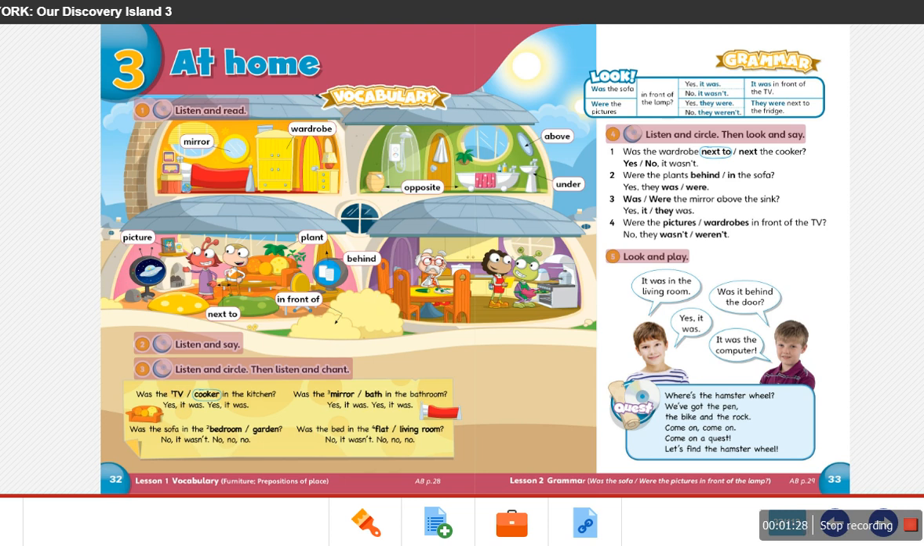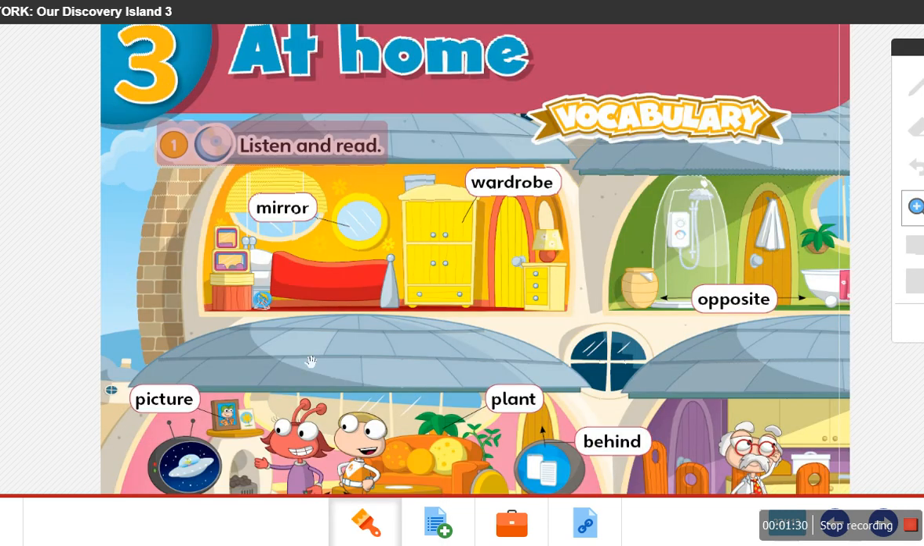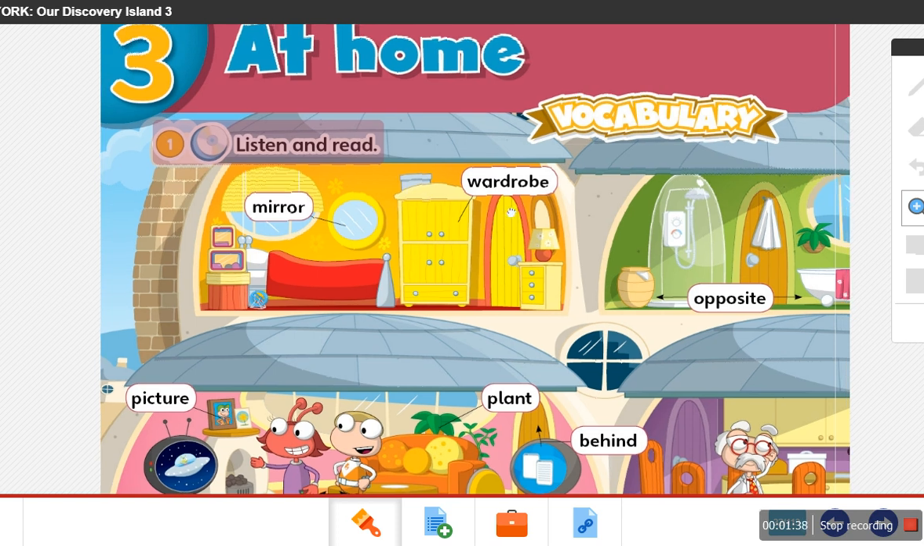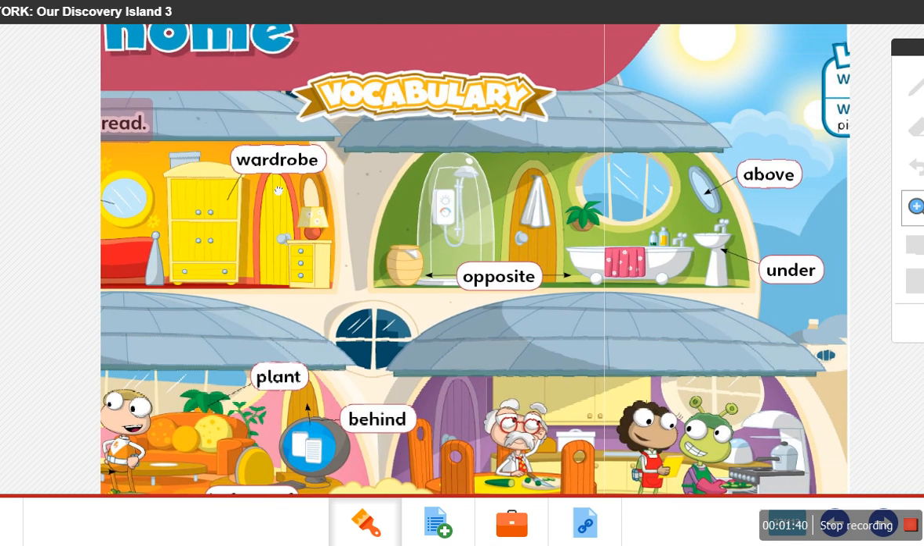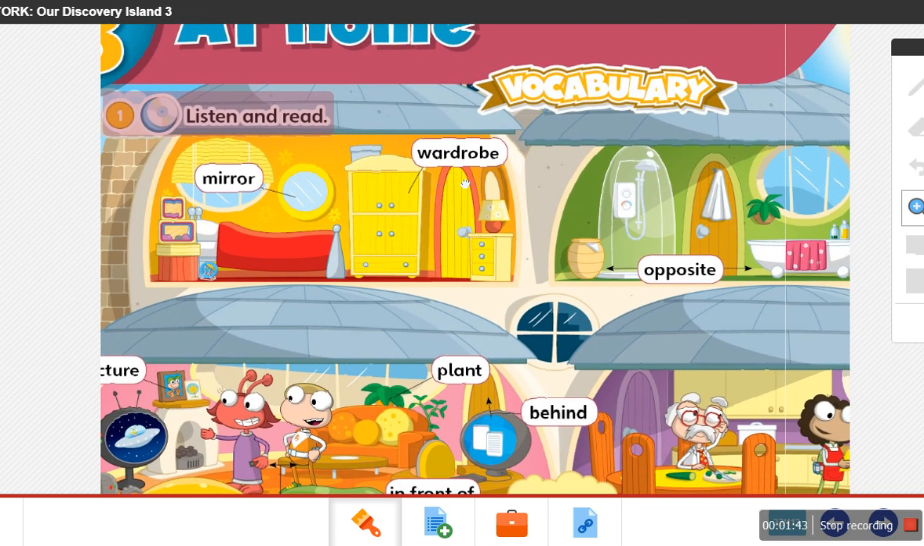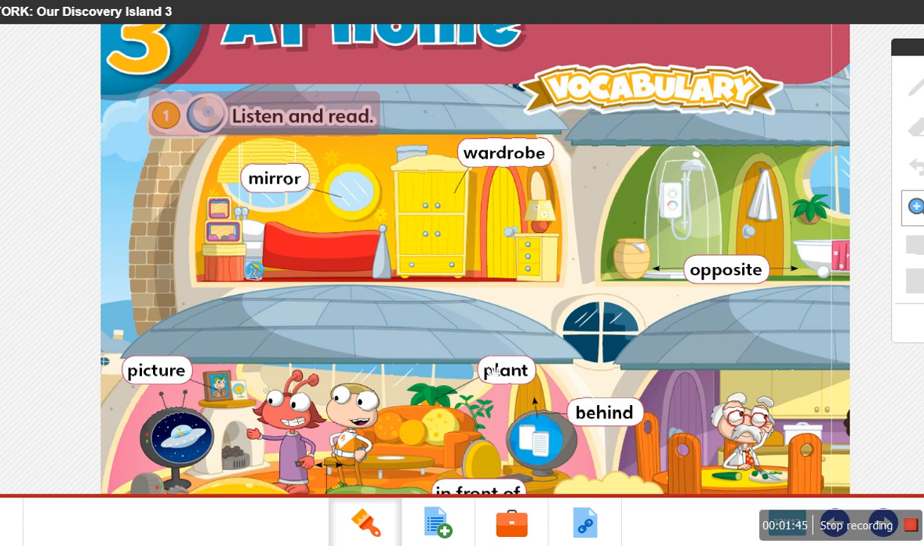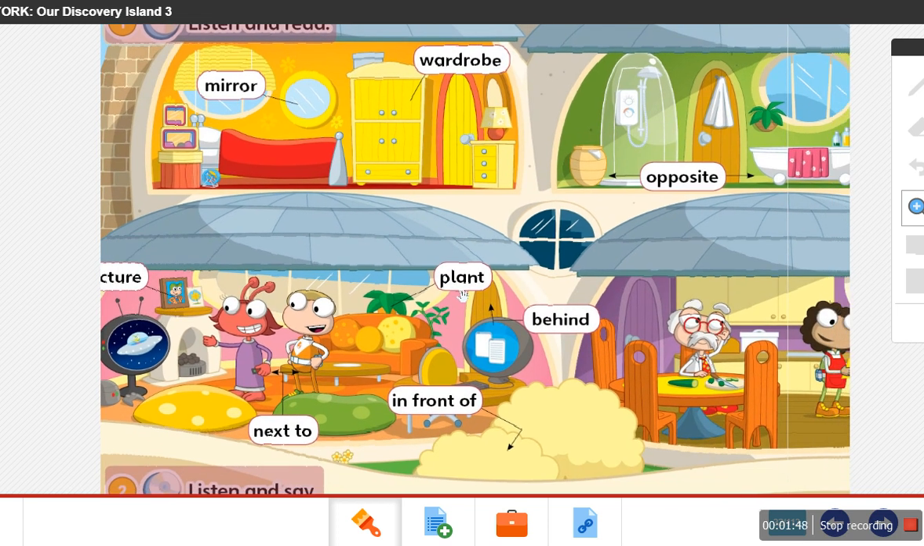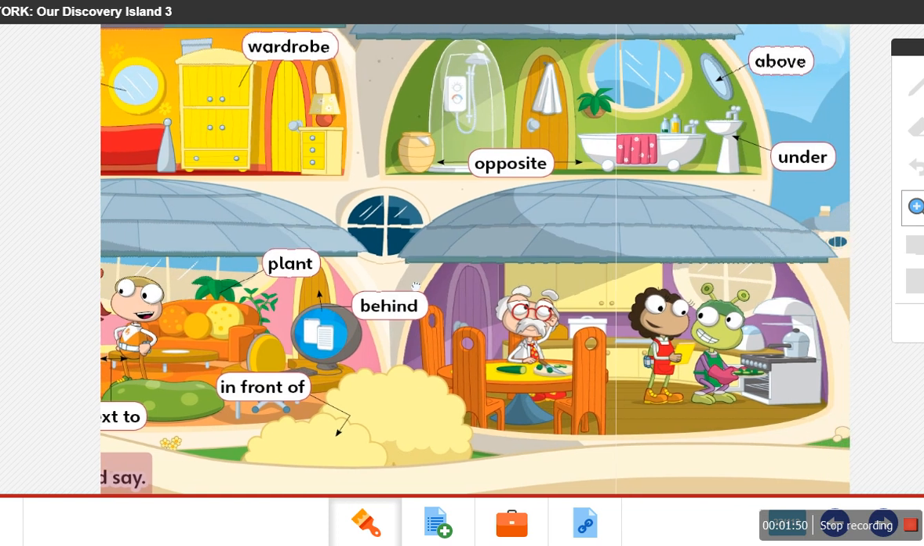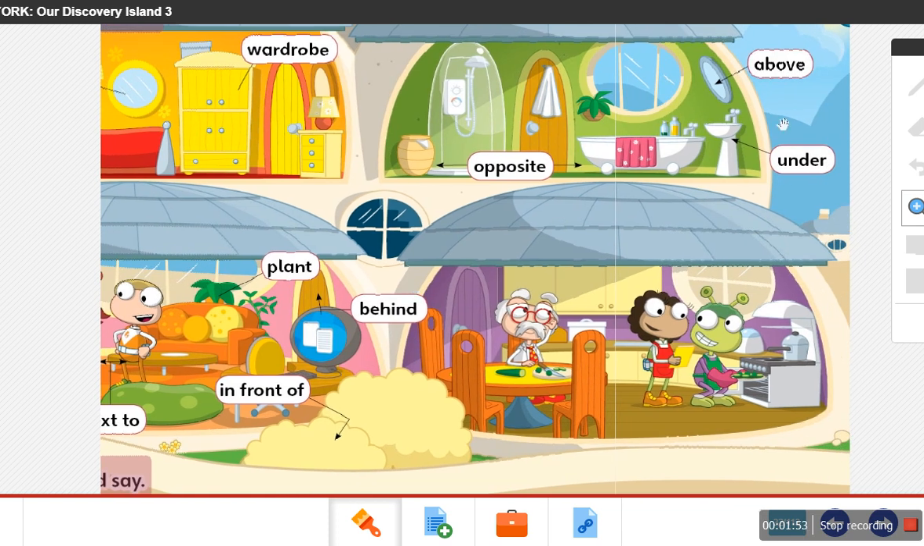What about the new vocabulary? Let me show you. Here we have a mirror. We all use mirrors to look at ourselves. Wardrobe. Wardrobes are used to keep our clothes. Here we can see also a picture, plant, in addition to some prepositions of place. Look, above, under. They are opposite each other. Look, the mirror is above the sink, and consequently the sink is under the mirror, right?